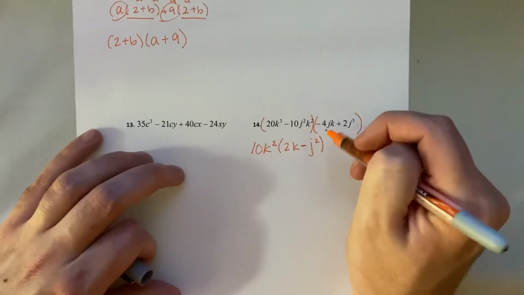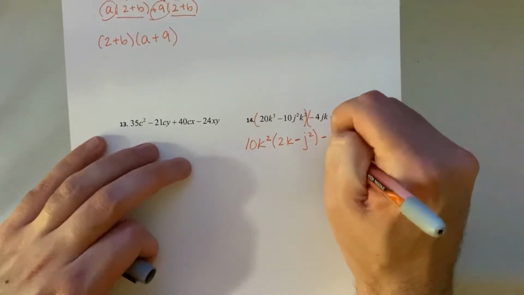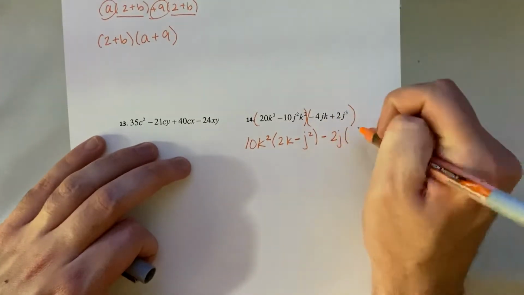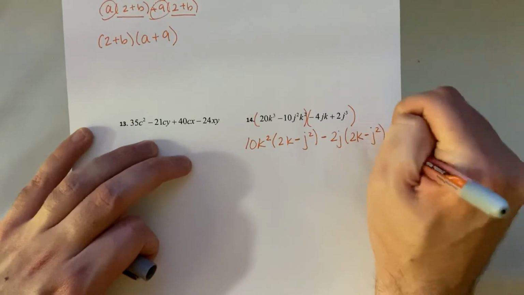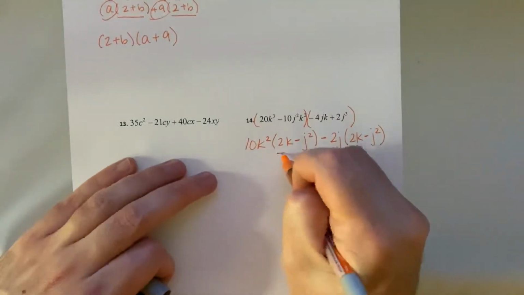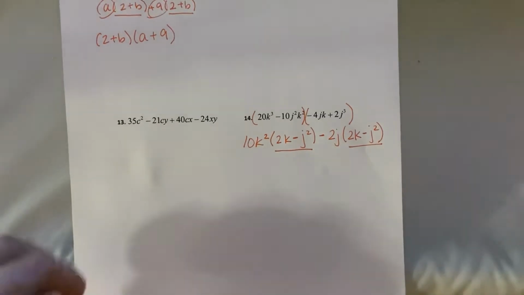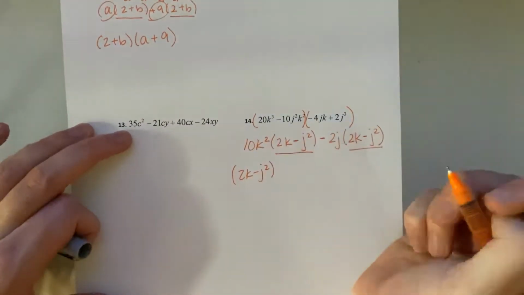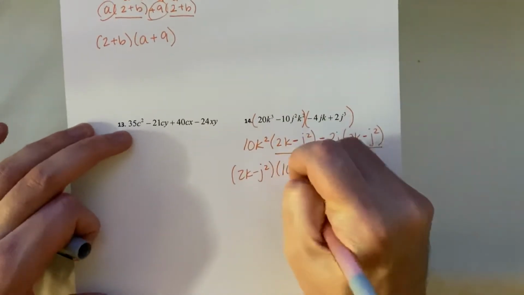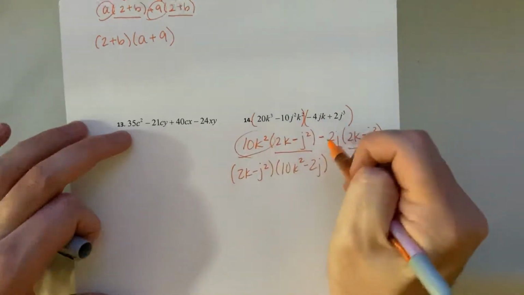Now, if the first term is a negative, you always take the negative with it. So minus 2j. Leaves you with 2k minus j squared. Now again, if you do this right, the inside should match if it can be factored by grouping. So this 2k minus j squared goes out front, and the 10k squared minus 2j is our other factor.